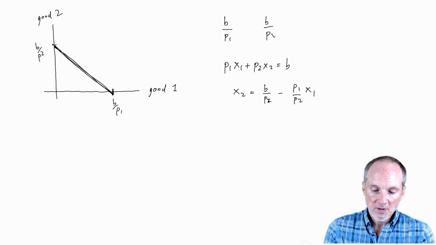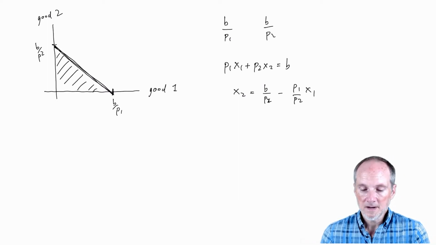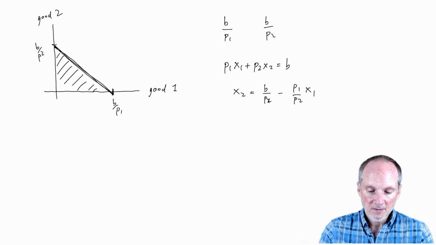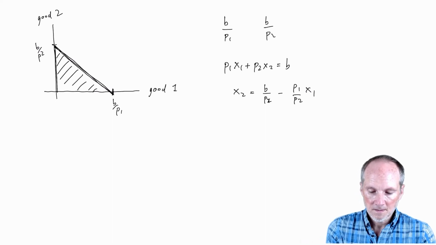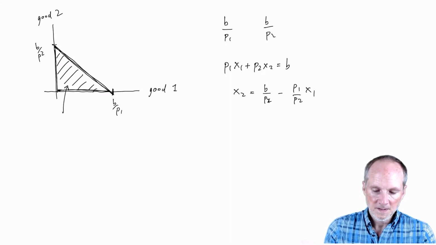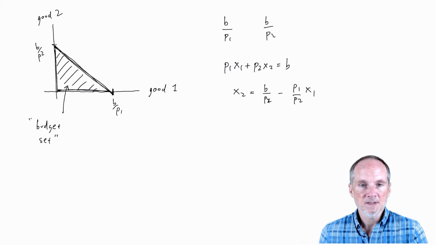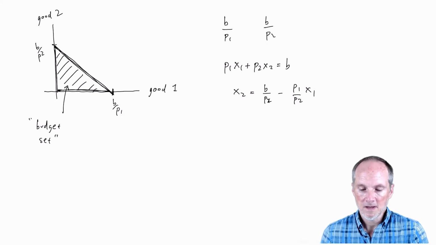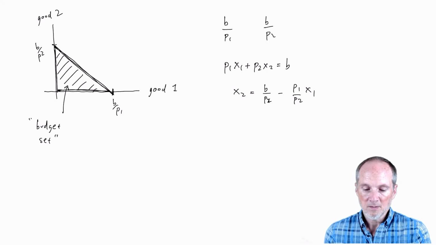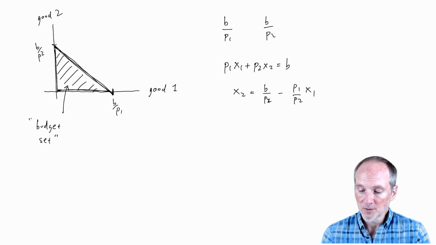Of course, the consumer can choose not to spend some money. So the set of affordable bundles is this triangle. This is called the budget set of the consumer. And this corresponds to the feasible set that we talked about before in the model of preference and choice. These are the bundles that are actually available to the consumer.